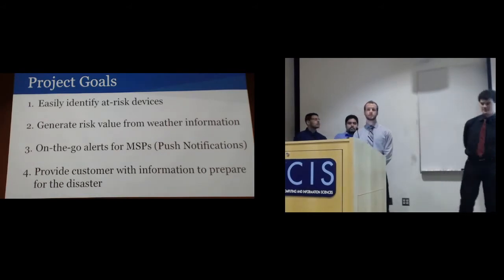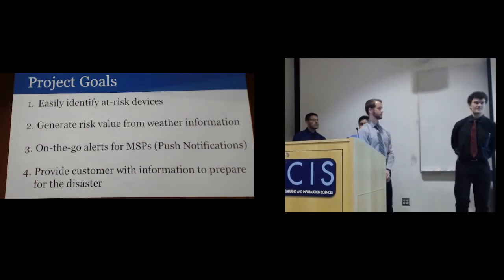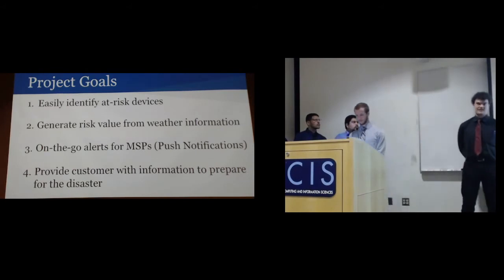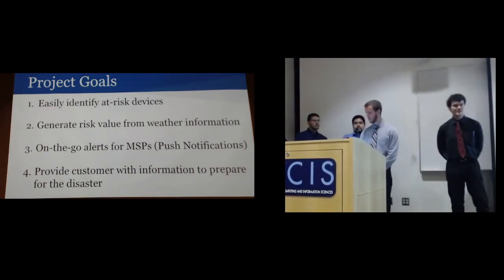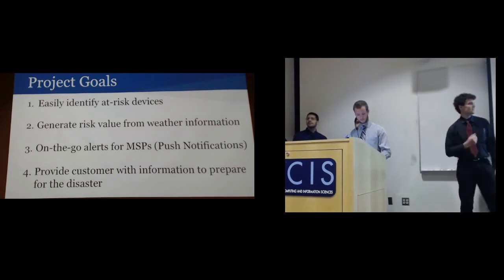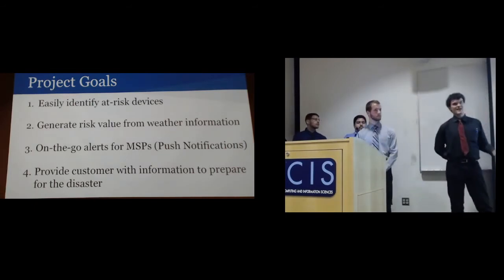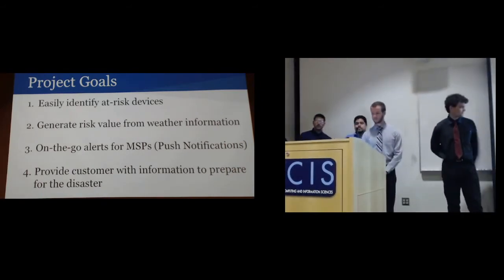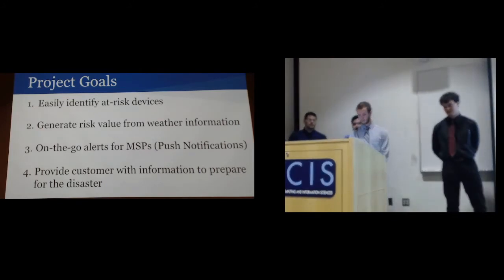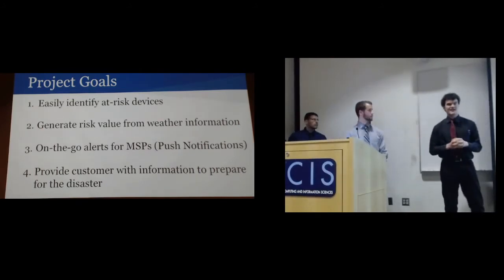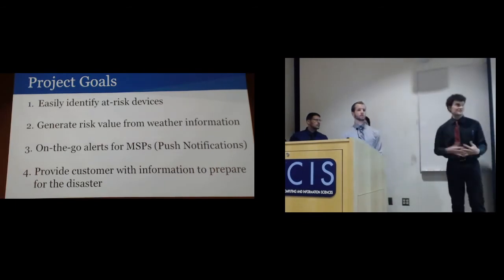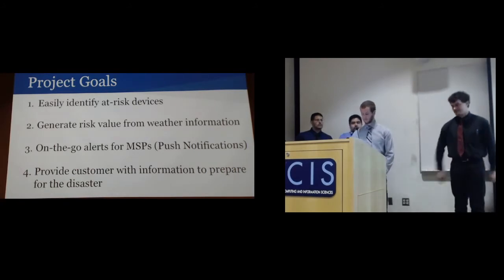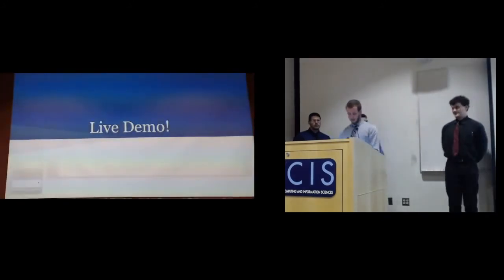The third is to provide on-the-go alerts for our MSPs through push notifications. That way, if MSPs are not at the desk, probably in a meeting of some sort, they can get instant messages letting them know that their devices have now become subject to natural disaster. And fourth, to provide the customer with information to prepare. This is, again, our proactive solution that Josue mentioned before, where they're provided a list of steps to mitigate these risks. So we're going to go into a live demo right now.